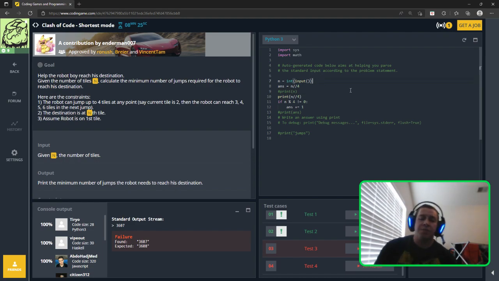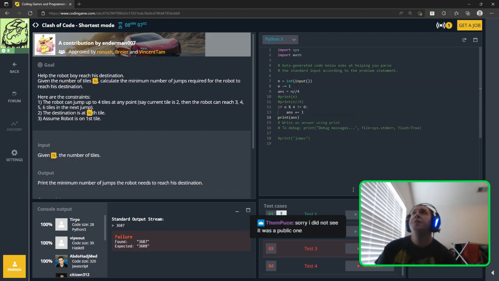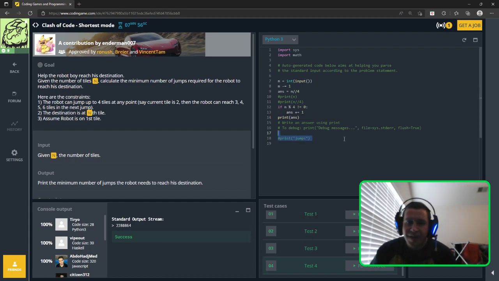So actually, what it might be, so we're starting on the first tile, and I think that's what's tripping me up is, alright, so n minus equals 1. Let's see if that works, and then let's go ahead and take that back out, print answer. Did that do it? Okay, so there we go. That was my issue.